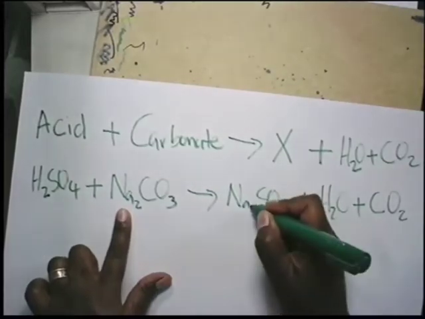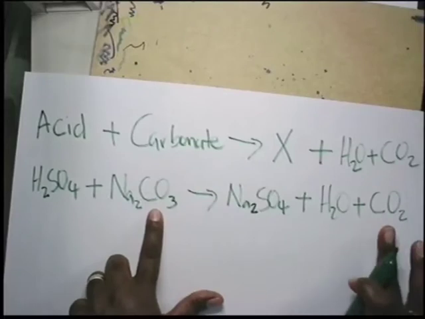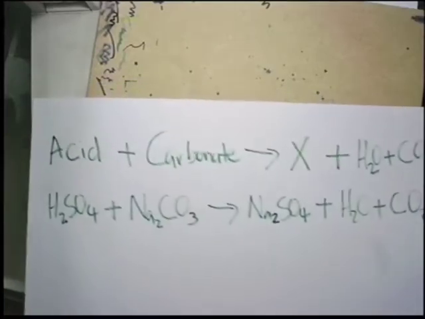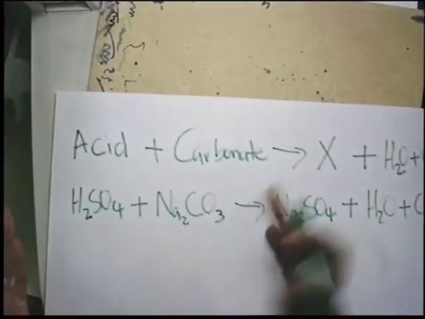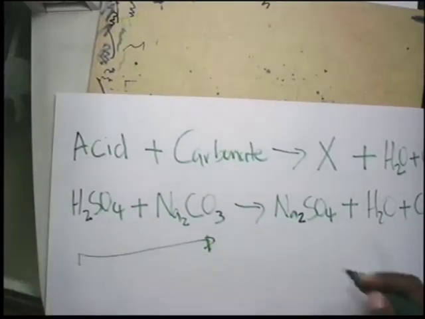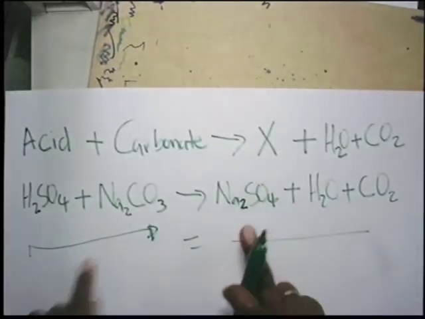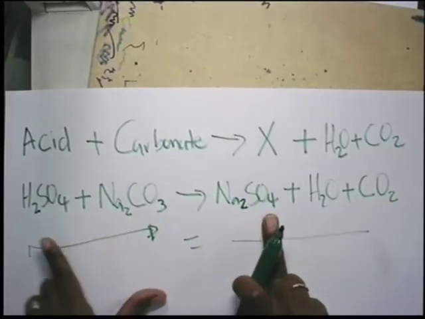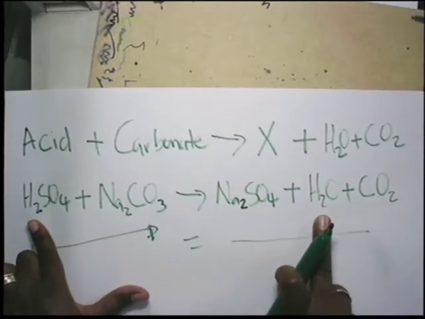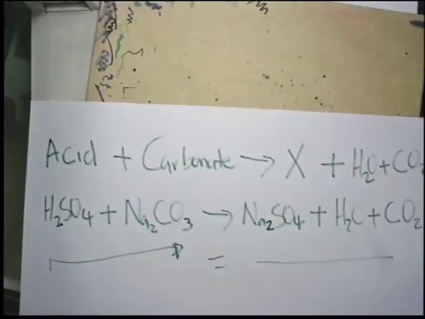Here we have 2 atoms of sodium, 2 atoms of sodium, 1 atom of carbon, 1 atom of carbon, and here our equation is balanced. That's how we check whether the equation is balanced. The number of atoms on this side of the arrow must be equal to the number of atoms on this side. So here we have 2 sodium, 2 sodium, 1 sulfur, 1 sulfur, 2 hydrogen on this side, 2 hydrogen on this side. That's how you count. When they are all equal, then the equation is balanced.